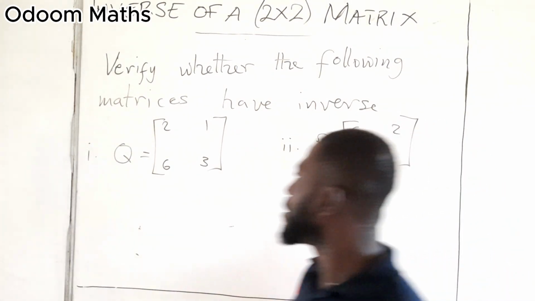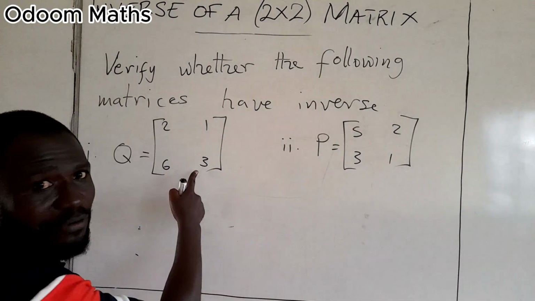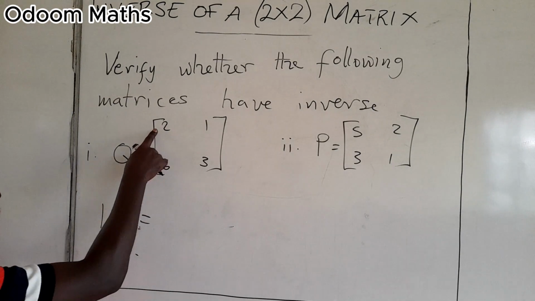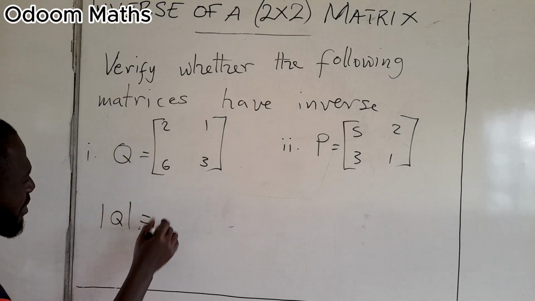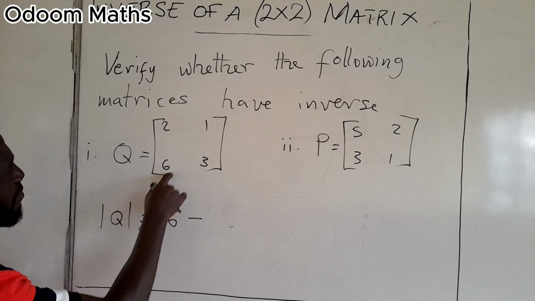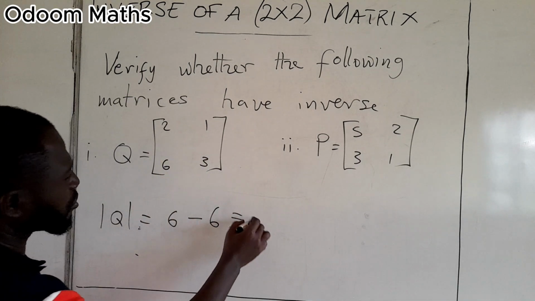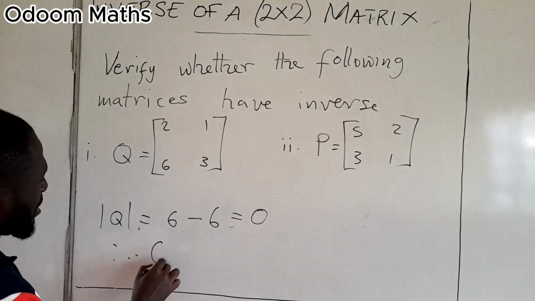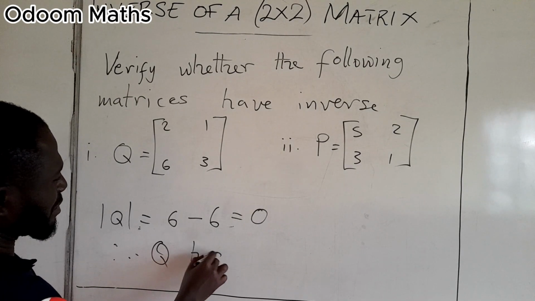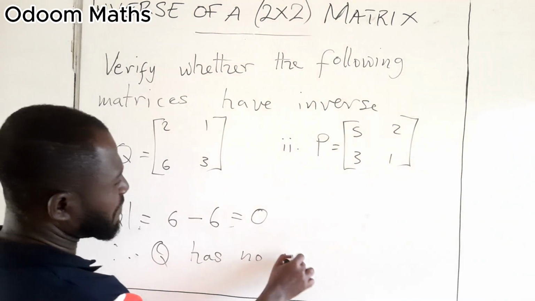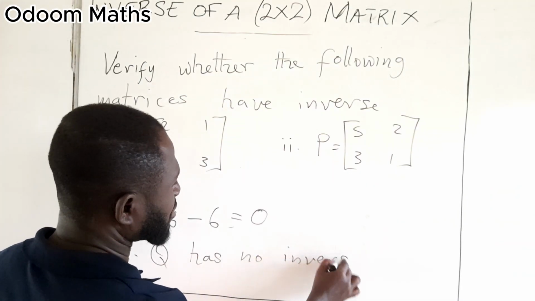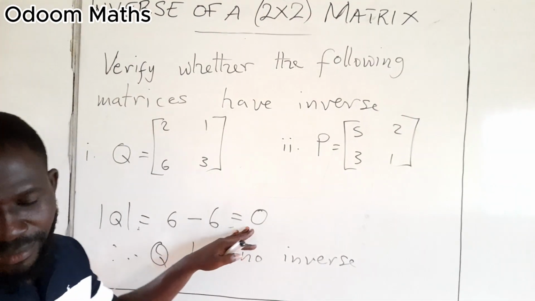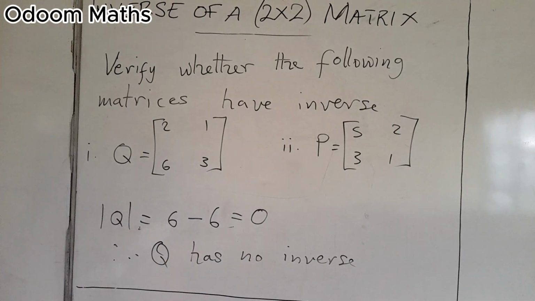So let's find the determinant of this matrix Q. The determinant of Q is going to give us 2 times 3 is 6, minus 6 times 1, which is 6. So this is going to give me 0. Therefore, Q has no inverse, because the determinant is equal to 0.